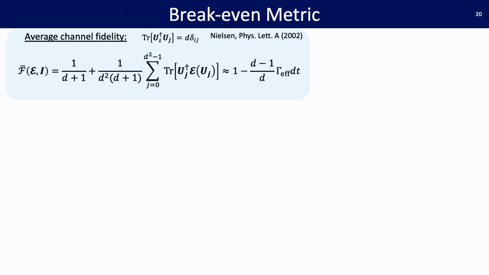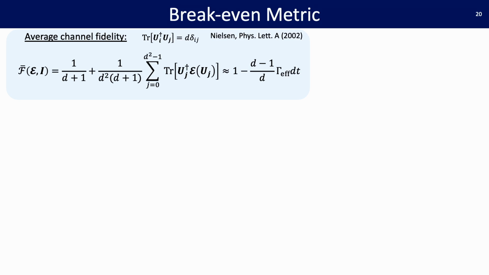Before getting into our other experiments, I also want to discuss what exactly we mean by break-even, and especially how this generalizes to qudits. So to quantify our error correction protocol, as a metric for how good it is, we turn to the average channel fidelity, which is a metric for comparing how well a given channel approximates its target. In this case, we're wondering how our error correction channel E approximates the identity operation. So in general, this is going to evolve in a very complicated way in time, but we can always expand it to short times and associate with it a single decay rate, gamma effective.